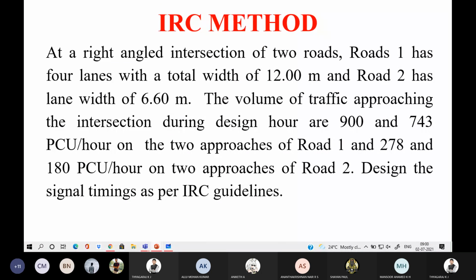A right angled intersection of two roads. Road 1 has 4 lanes with a total width of 12 meter, and road 2 has a lane width of 6.6 with 2 lanes. The volume of traffic approaching the intersection during design hour are 900 and 743 PCU per hour on the two approaches of road 1 and road 2. Design the traffic signal as per IRC guidelines.